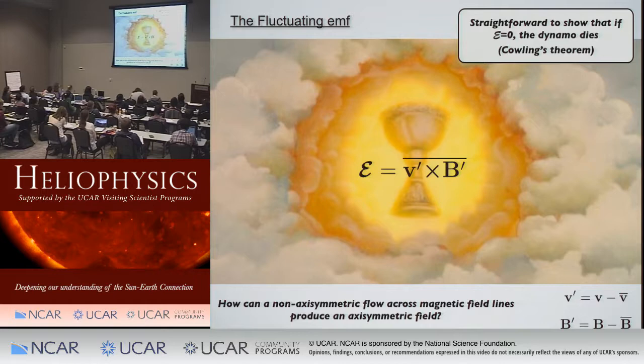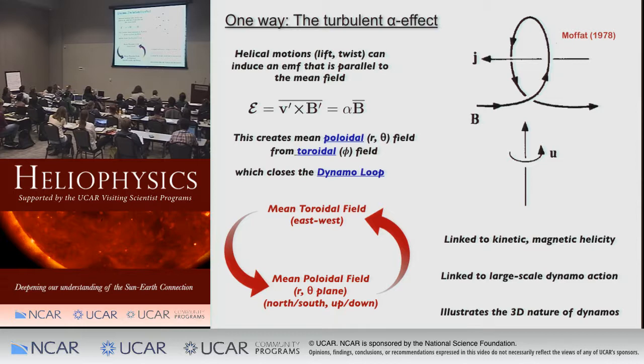And one way you talked about this morning is the turbulent alpha effect. So E looks like it's proportional to the mean field: E looks like alpha B. And that comes from if you take a magnetic field line, lift it up and twist it, then you can go from an east-west field into a north-south field. And that requires a helicity. Those are the spiraling motions, the lift and twist.